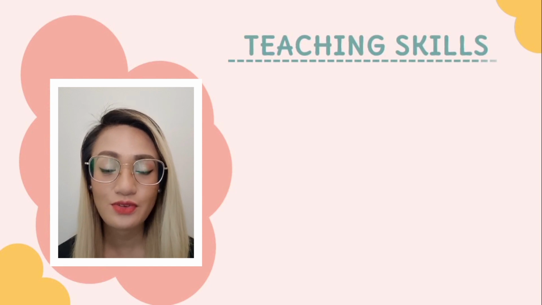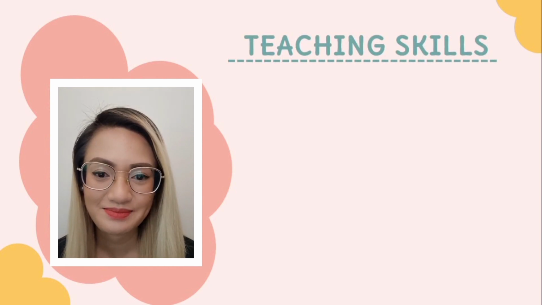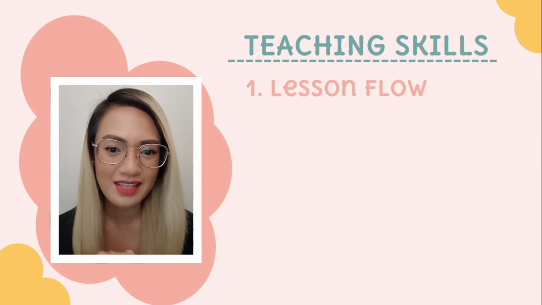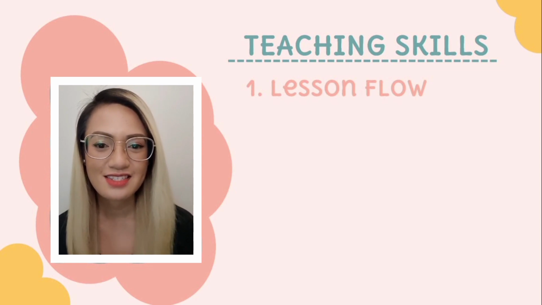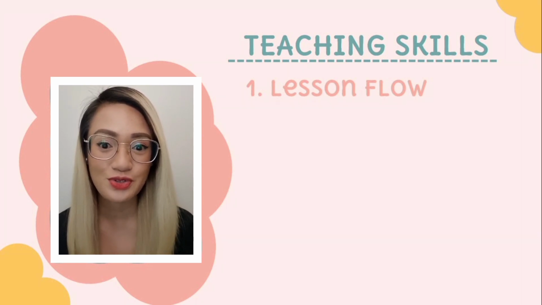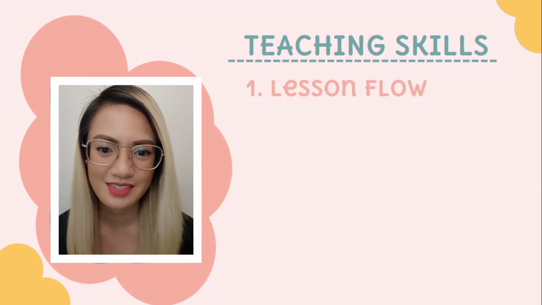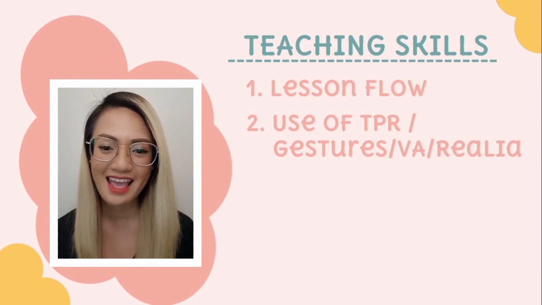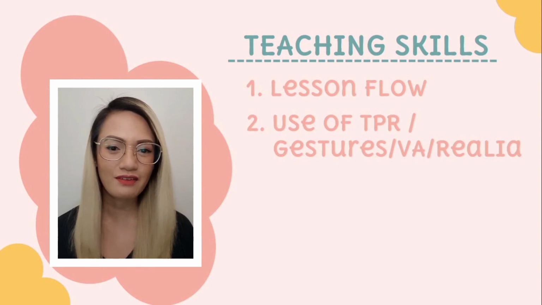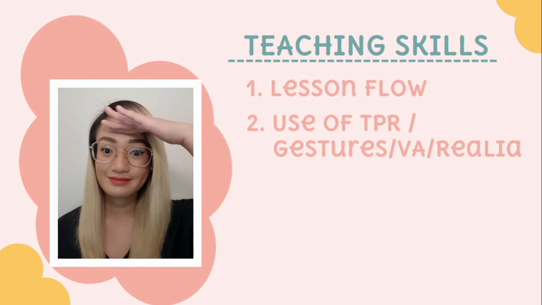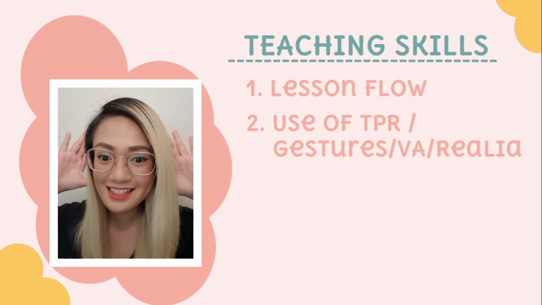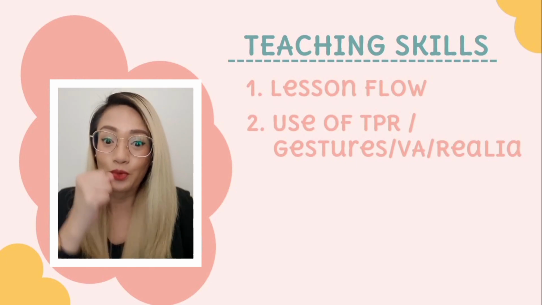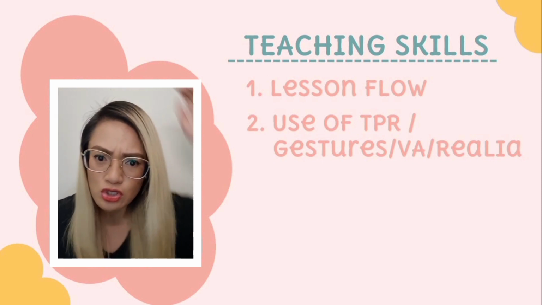Now, let's proceed to the second skill that they assess. Teaching skills. Number 1 is your lesson flow. They check the smoothness of your lesson in class. Some companies, they prefer for teachers to use transitions, and some, they don't. Second is the use of TPR, gestures, visual aids, and realia. They see if you are comfortable in using TPR, such as look, listen, say, or gestures like running and swimming.